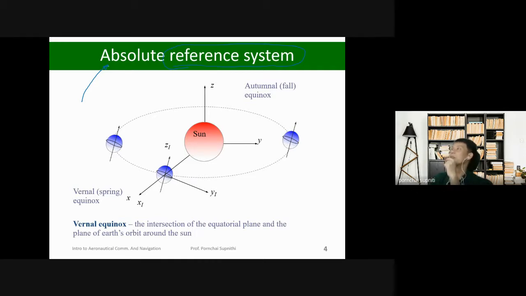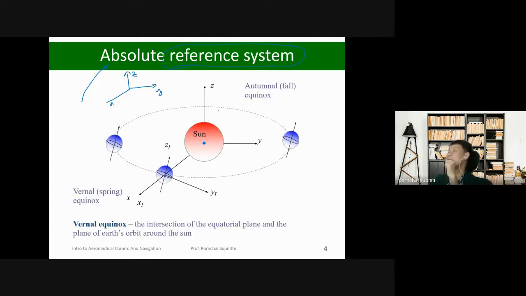You could also look at our sun in our universe as the center. This is called an absolute reference system. I think there are other names as well for such a system. When we think about a reference system, we also think about three axes. They can be X, Y, Z, or whatever. There are different types of reference system that we can use.